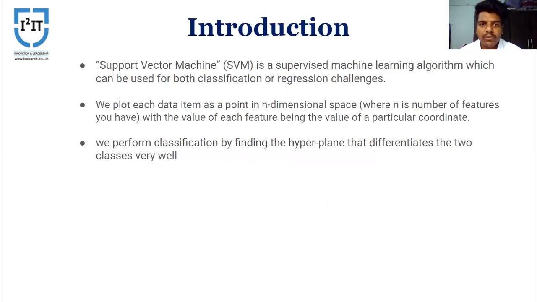First of all, I will give you a brief introduction. Support vector machine, known as SVM, is a supervised machine learning algorithm that can be used for both classification and regression challenges. We plot each data item as a point in n-dimensional space, where n is the number of features you have, with the value of each feature being the value of a particular coordinate. We perform classification by finding the hyperplane that differentiates the two classes very well.